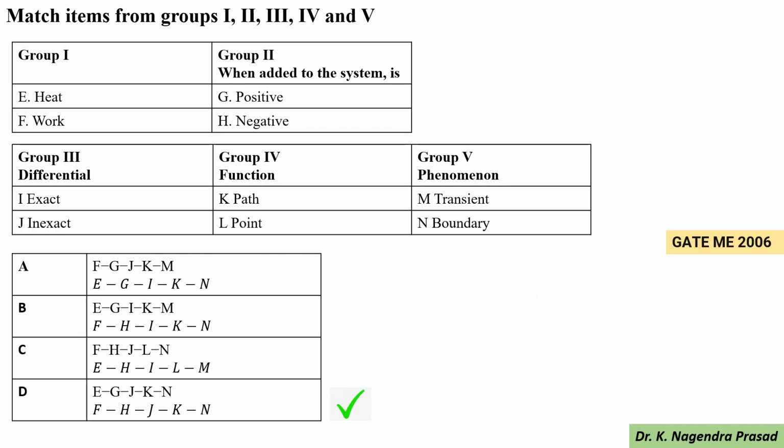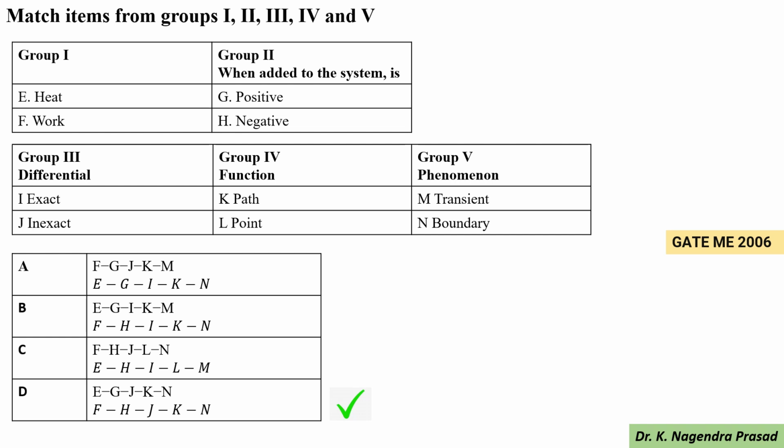So let's see the next question. Match items from groups 1, 2, 3, 4, 5. Group 1 indicates E heat, F work. Group 2 indicates when added to the system: G is positive, H is negative. Group 3 indicates the differentials: I is the exact differentials, J is the inexact differentials. Group 4 is the function: K is the path function and L is the point function. And group 5 is the phenomena: M is the transient phenomena and N is the boundary phenomena.